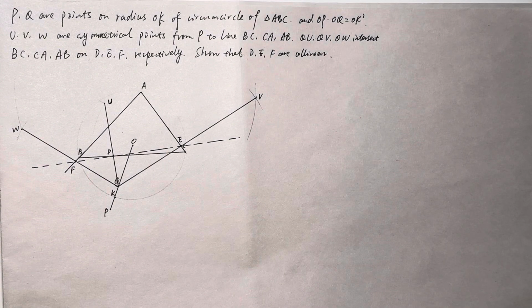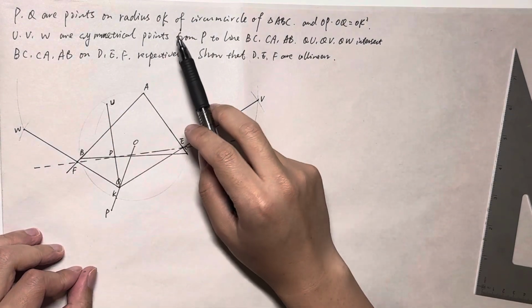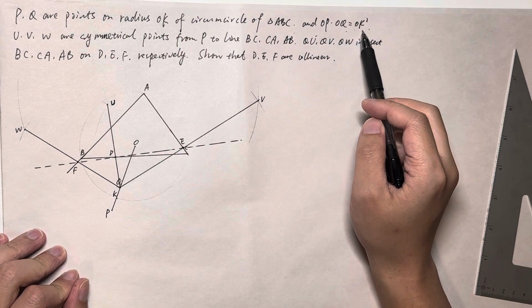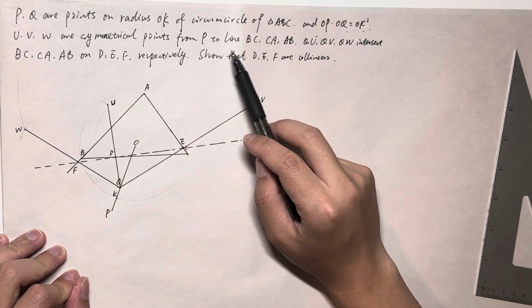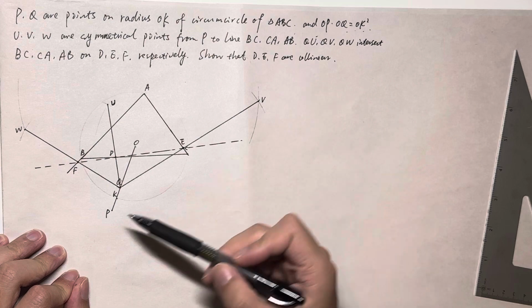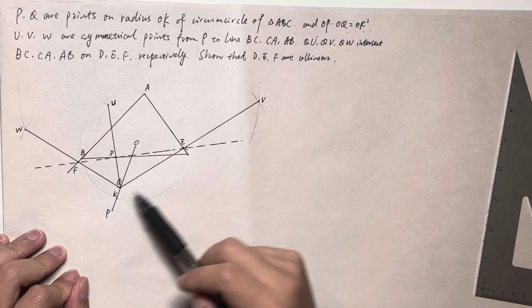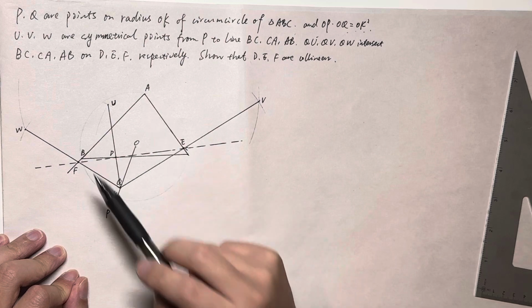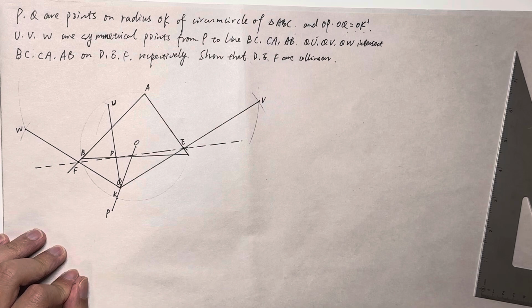Let's continue our study on the Simson line theorem. So here is the problem. P and Q are points on radius OK of the circumcircle of triangle ABC, and OP times OQ equals OK squared. U, V, W are the symmetrical points from P to lines BC, CA, AB. QU, QV, QW intersect BC, CA, AB at points D, E, F respectively. Show that D, E, F are collinear.